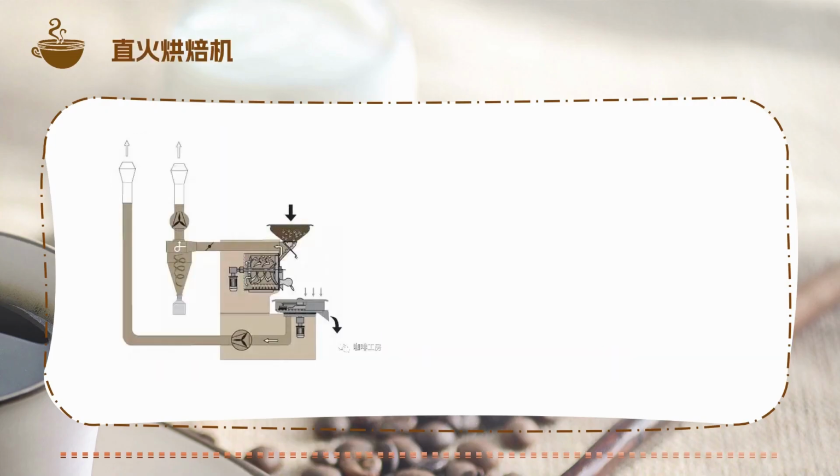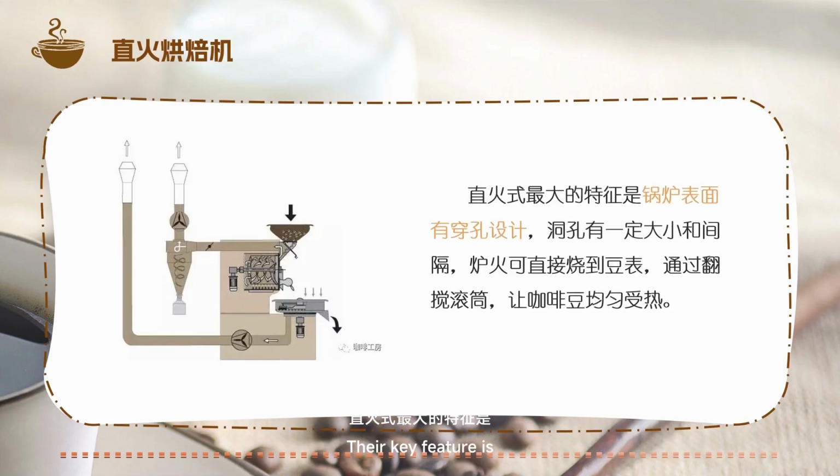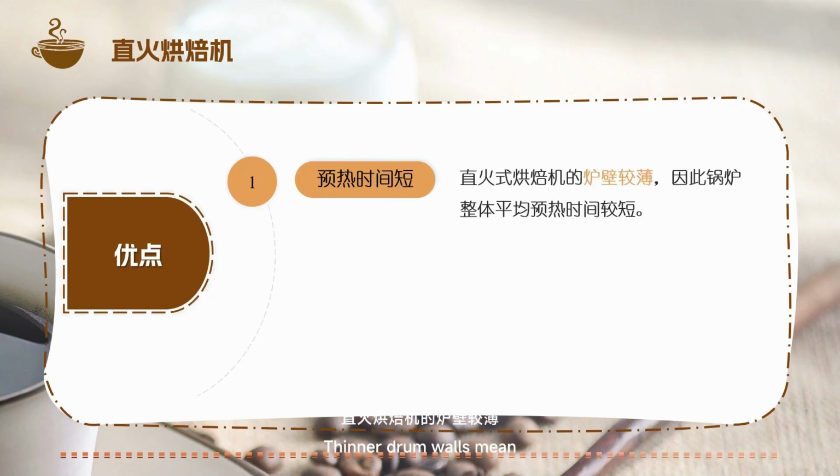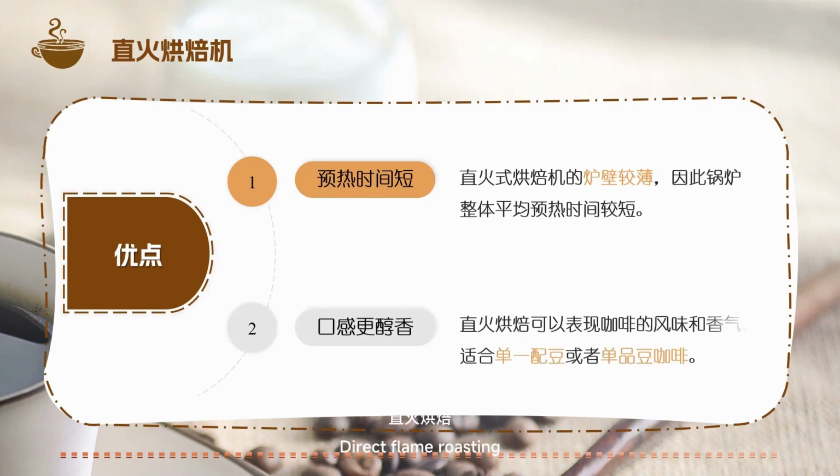Direct flame roasters. Their key feature is perforations on the drum surface with specific hole sizes and spacing, allowing flames to directly contact beans. Tumbling ensures even heating. Advantage 1. Quick preheating. Thinner drum walls mean faster overall preheating time. 2. Richer flavor profile. Direct flame roast enhances coffee's aroma and taste. Ideal for single origin or blend coffees.